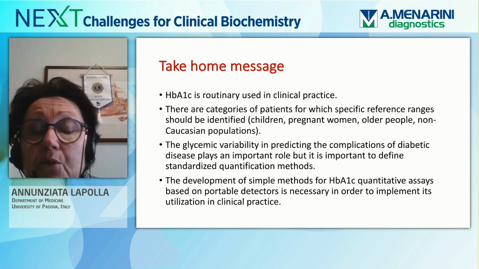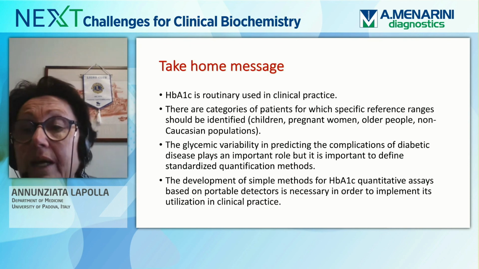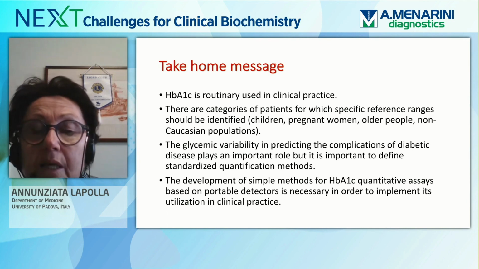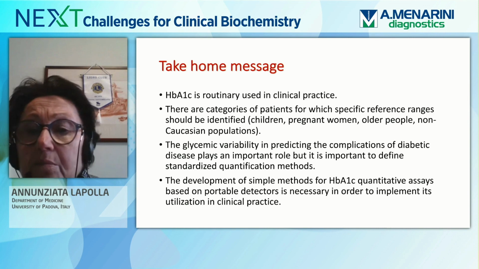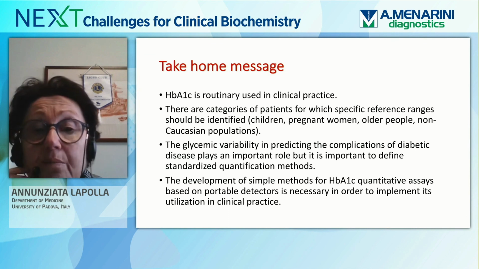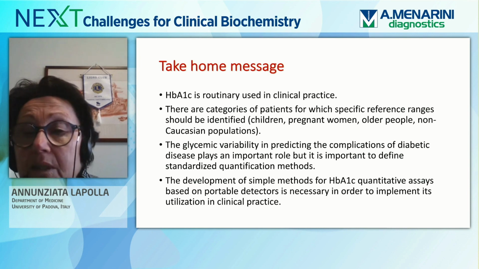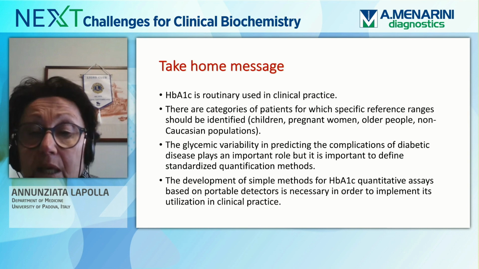So HbA1c is routinely used in clinical practice. There are categories of patients for which reference ranges should be identified: children, pregnant women, older people, non-Caucasian populations. Glycemic variability plays an important role in predicting the complications of diabetic disease, but it is important to define standardized quantification methods. Development of simple methods for HbA1c quantitative assay based on portable detectors is necessary in order to implement its utilization in clinical practice.